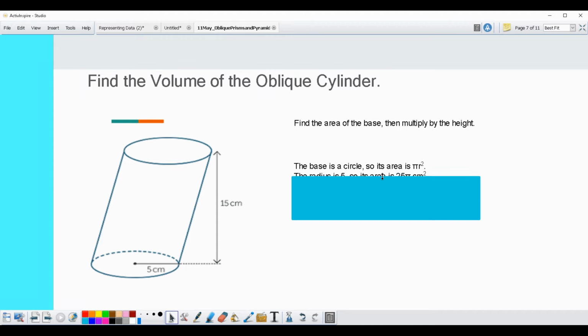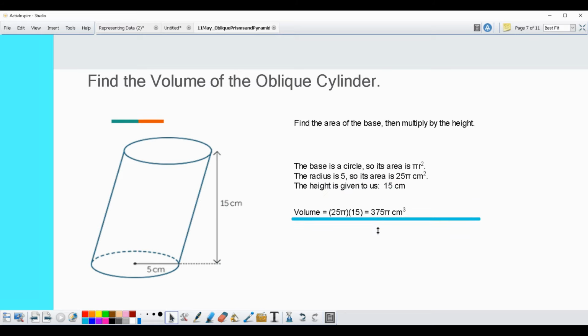Radius is 5, so 5 squared is 25. So it's going to be 25 pi square centimeters. And then we take that times 15. So the height is 15. And to find the volume, we take that 25 pi times 15 and see that that's 375 pi cubic centimeters, again, because volume is three-dimensional. So the base times the height gives us a third dimension.